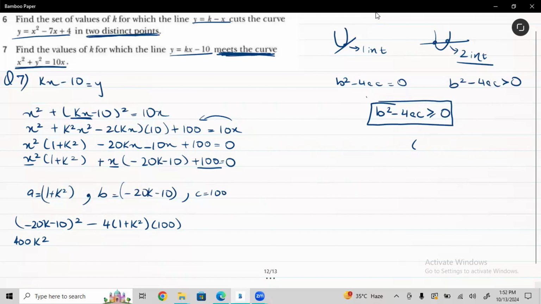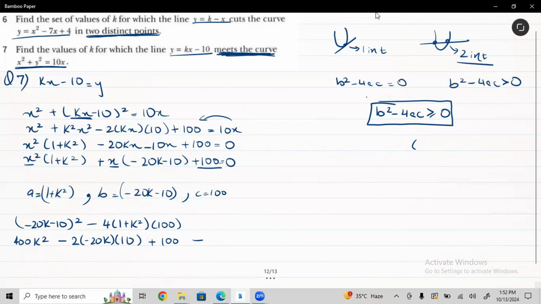So a squared would be 400k squared, minus 2 multiplied by a, which is negative 20k, multiplied by b, which is positive 10, plus b squared, which is 100. Minus, we simplify this along with the other equation, minus 4 minus 4k squared. In fact, my bad.